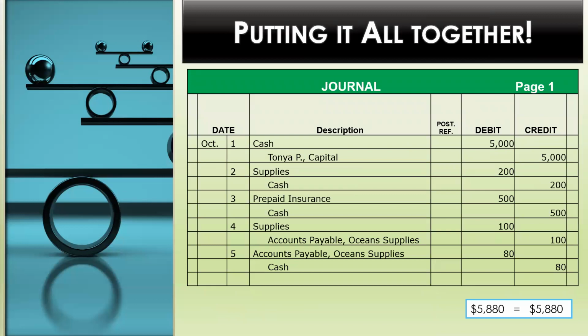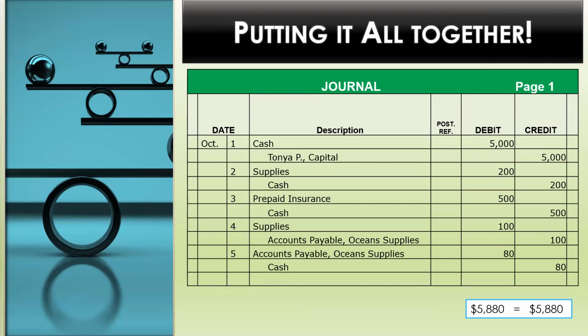This is what that actually looks like in the journal. Now you can see here, I've put it all together and we've got all 5 of the transactions. If you'll notice here, I did not write OCT for October on all of those rows because it's understood. That's not needed, but we do need the number 1, 2, 3, 4, and 5. Those occurred on October 1, 2, 3, 4, and 5.